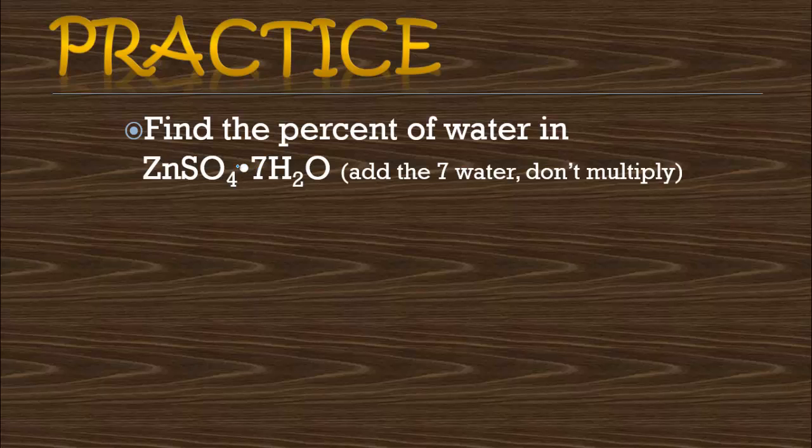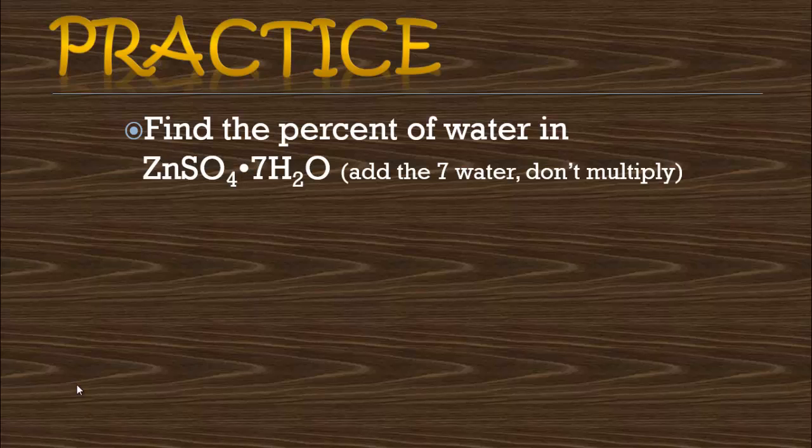Now we have this dot here. That just tells me that for every zinc sulfate, I have 7 waters. What I'm going to do is just add the 7 waters to this formula. I'm not going to multiply it. A lot of you will make that mistake and try to multiply because the dot often seems like multiplication. But this is just a way to show a formula is a hydrate.